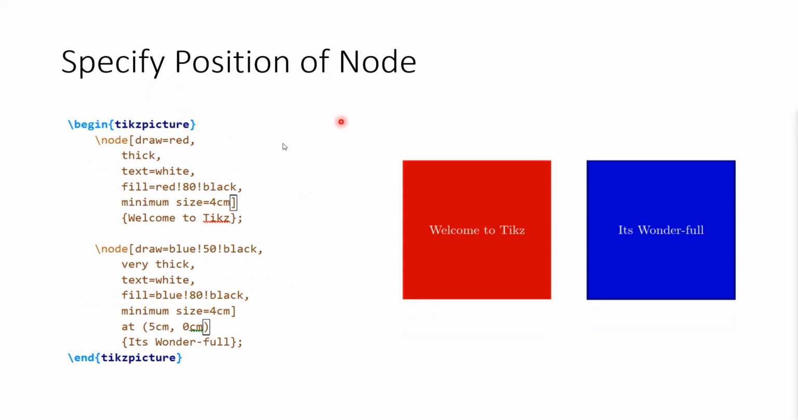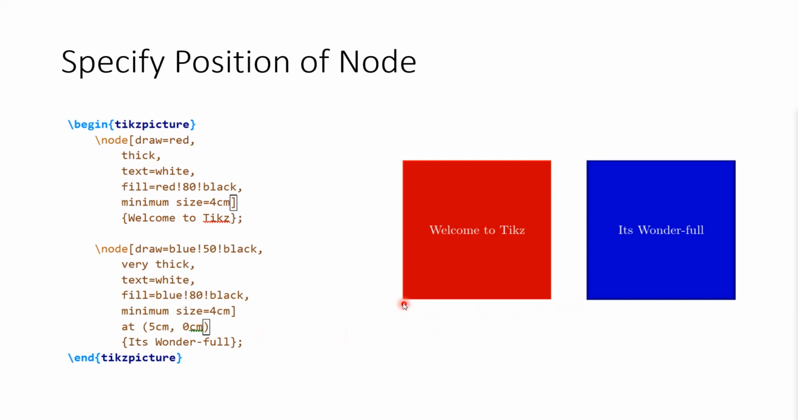Specify position of node. The first node is this red color and the second node is this blue color. The position of the first node is (0,0) and the position of the second node is (5,0). Specify the at keyword: at (5cm, 0cm). So the second node is placed here.